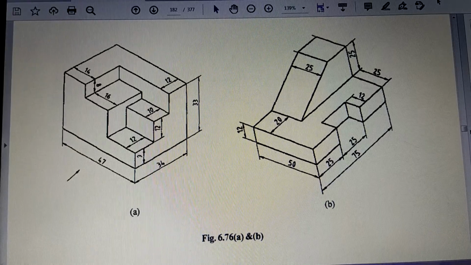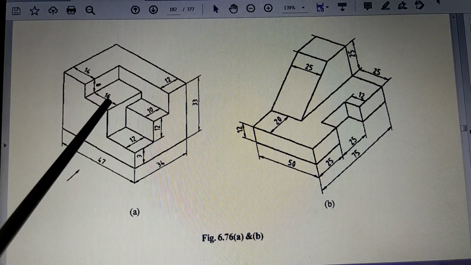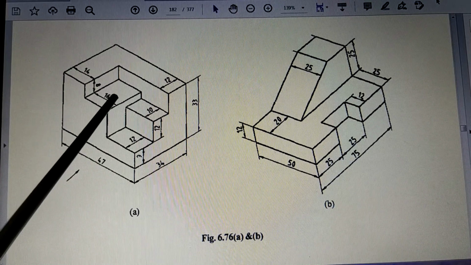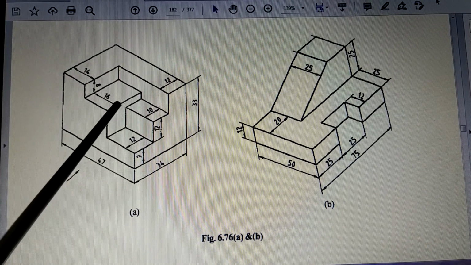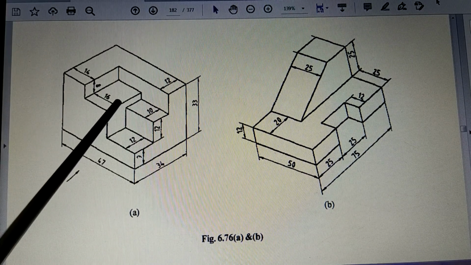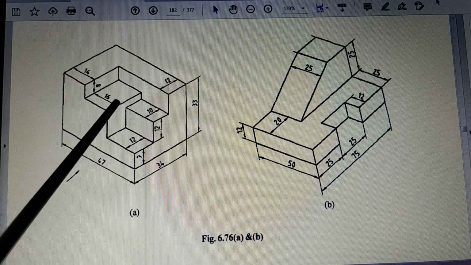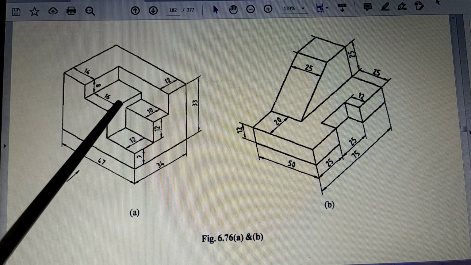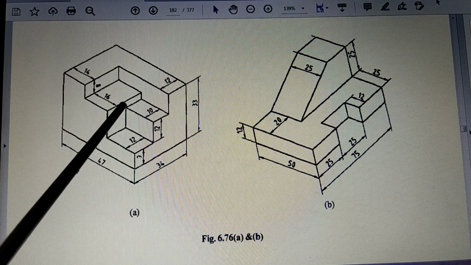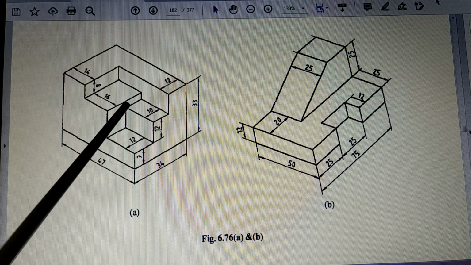Welcome everybody. We continue with the topic on orthographic projections. Earlier we have seen some examples of orthographic projections where three-dimensional object drawings are given, and then we are given some direction of viewing, and in that direction, how the front view, side view, and top view are going to be seen. That is what we have seen. Now on the same lines, in the same sequence, we are moving further.